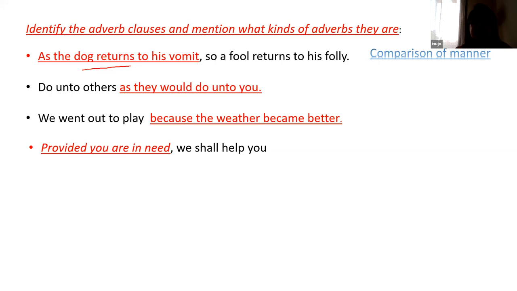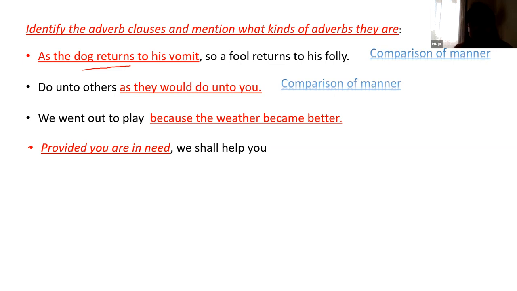Next one, do unto others as they would do unto you. What you expect for yourself, you should do the same for others. What you think is good for yourself, do that for others as well. It is not right to think one way for yourself and another for others. So what is the adverb clause here? As they would do unto you. Do unto others as they would do unto you. So what is this? This is again comparison of manner. So we are comparing. How they will behave with me, I will behave with them the same way.